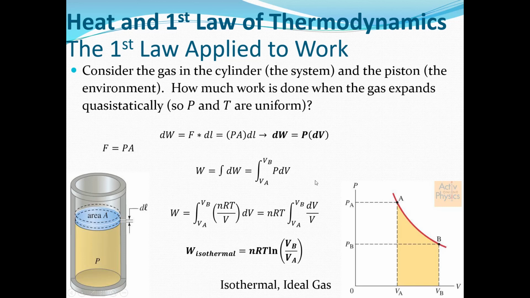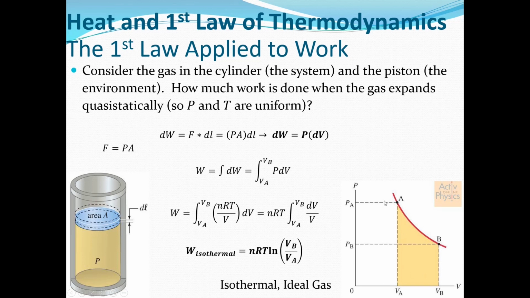So what we end up getting, in this case where the temperature is remaining constant, an isothermal process, is that this equation is how we find the work. Now, if we look at the graph for an isothermal process, this is essentially us taking the area under the curve. That's what we're doing when we do the integration: we're taking the area from point A to point B, and that's the work.